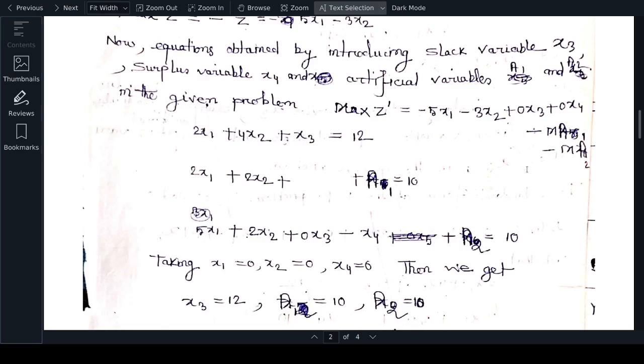So you see here, next will be Z equal to 0 plus 0 minus M A1 minus M A2. A small doubt: why did we take two artificial variables? Is there a rule in taking artificial variables?